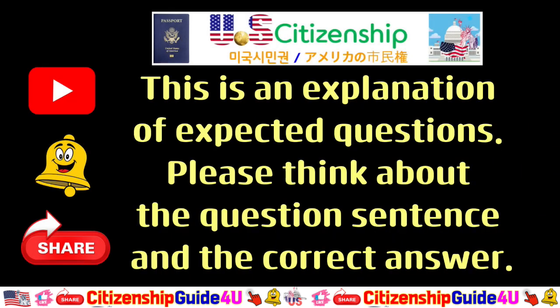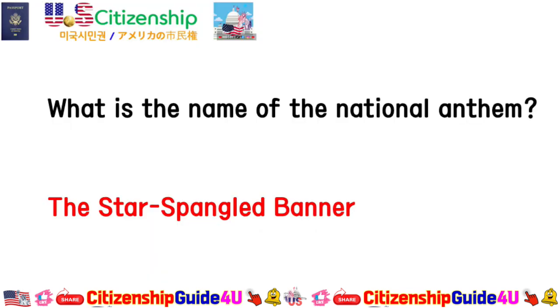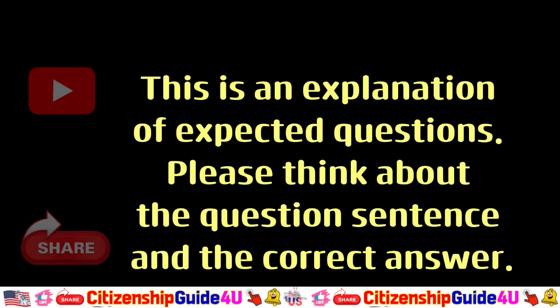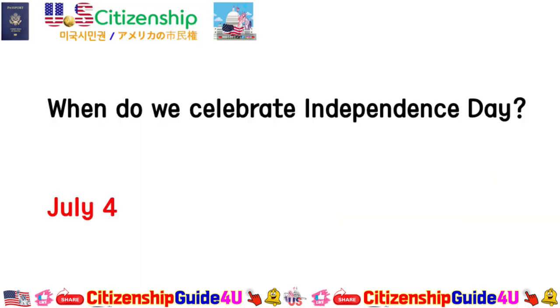The national anthem of the United States is called the Star-Spangled Banner. What is the name of the national anthem? The Star-Spangled Banner. Independence Day in the United States is celebrated on July 4th. This national holiday commemorates the adoption of the Declaration of Independence on July 4, 1776, which declared the 13 American colonies as a new nation free from British rule. When do we celebrate Independence Day?